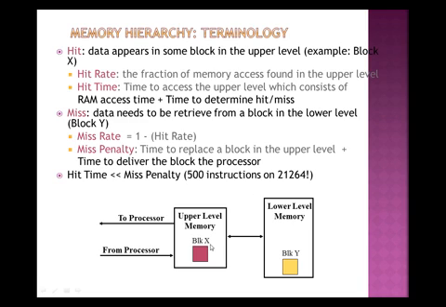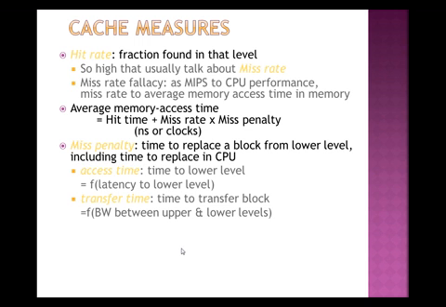This is the upper level memory, that is your block X. This is the lower level memory, that is the block Y. This is the processor. It is going to the processor. It is coming from the processor. This slide says there are two concepts. There is a hit and there is a miss. When the data is available at the upper level, that is in the cache memory, that is the hit. If data is not available from the upper level and goes to the lower level, that is the main memory, that is your miss.